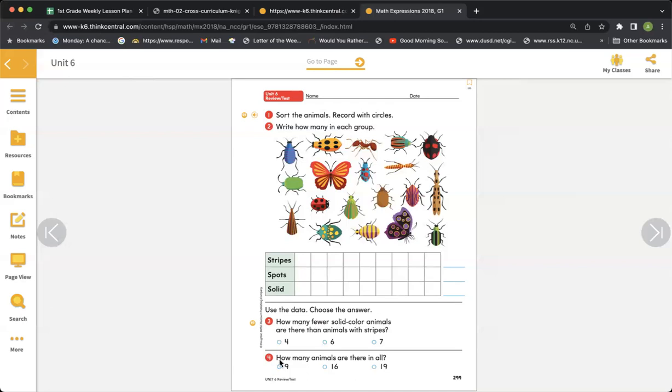Problem number 4 says, how many animals are there in all? So add all 3 numbers. Remember to look for friends of 10 or friendly numbers that you can quickly use strategies. Just make sure that you add all 3 numbers. Press pause to solve and play when you're ready to begin.